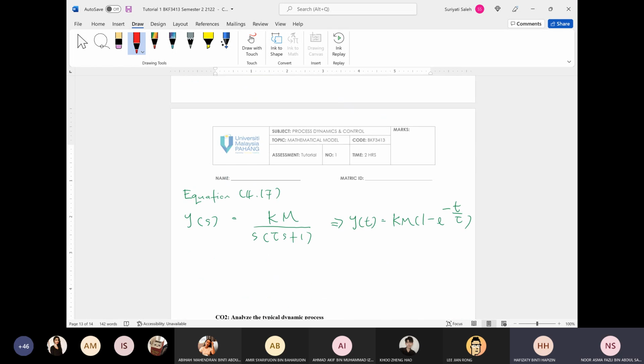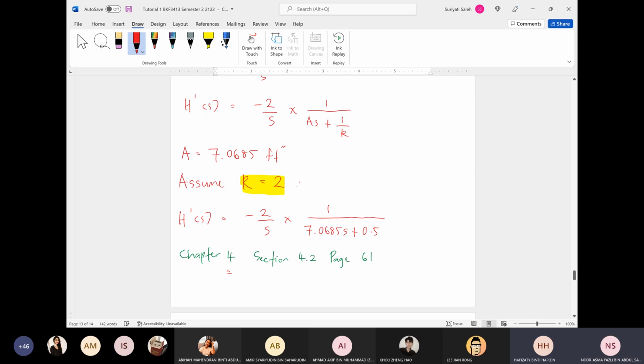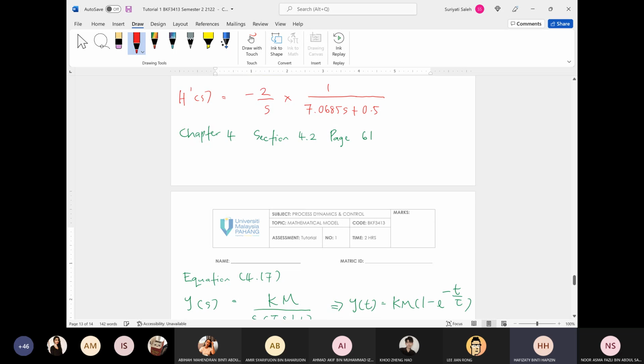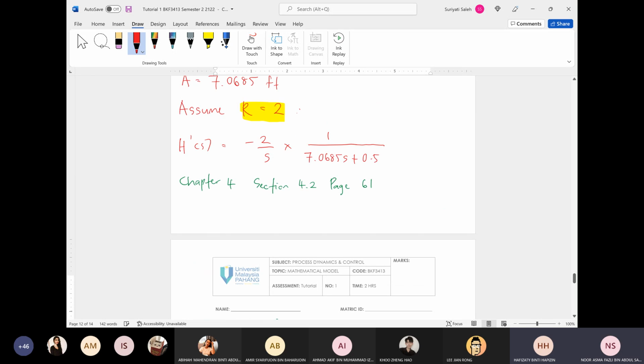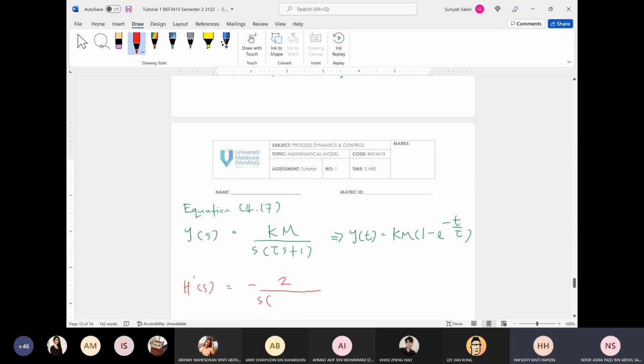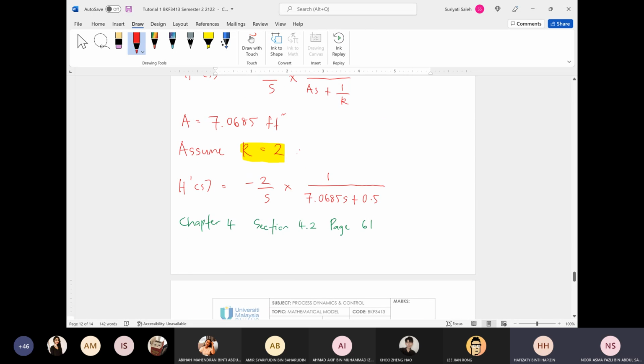So we reflect our equation back. H prime S equal to negative 2 over S times 1 over (7.0685 s plus 0.5). So this is our equation. Negative 2 over S, okay.